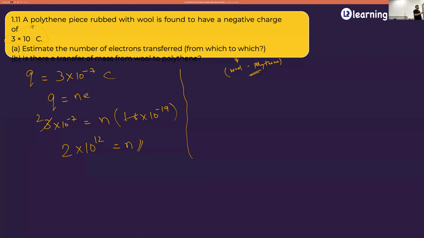Yes. Why? Because it has lost electrons. Yes, I can say because wool has lost electrons and the polythene has gained electrons. That's it.